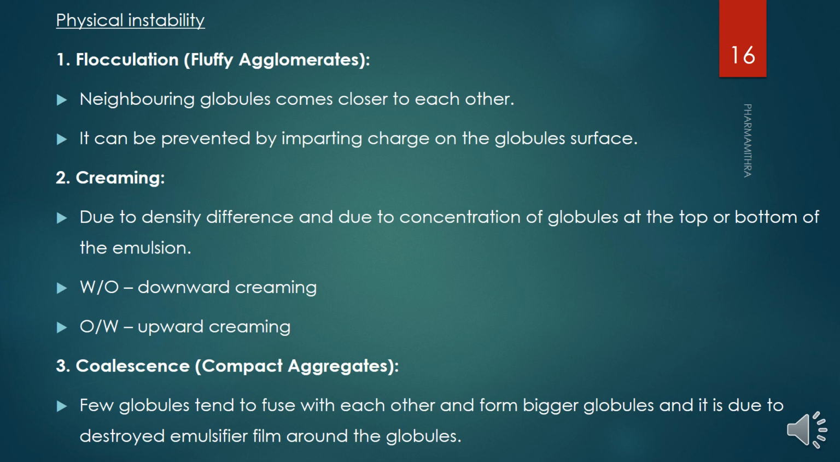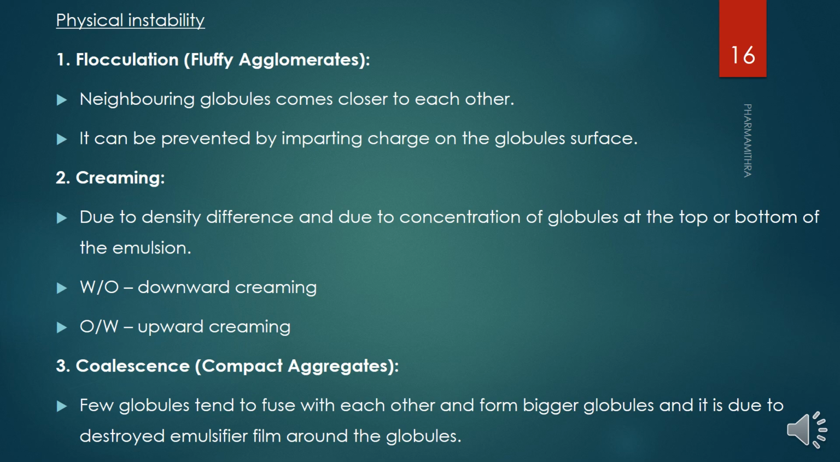Next, based on the instability, we can classify, that is flocculation. If the neighboring globules come across, that may result in flocculation. To avoid this flocculation or fluffy agglomerates, we can impart charges on the globular surfaces.